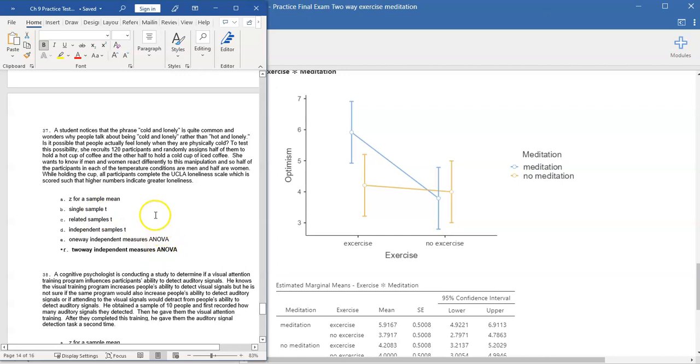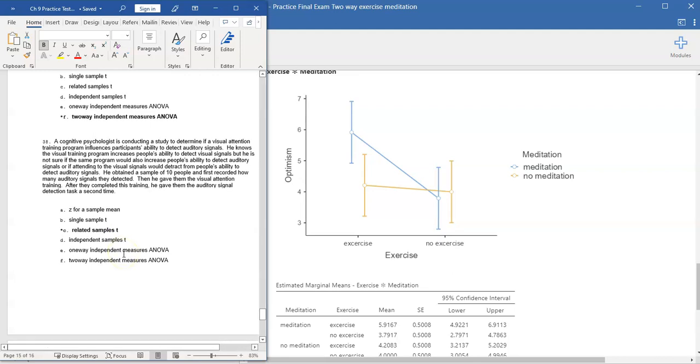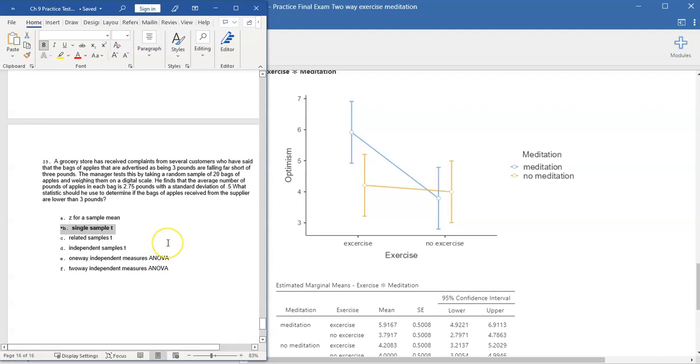And then again, we have a 2-way ANOVA. We have 2 different factors here, and that's why we have 4 different groups. That's why this is the right answer here. Related samples T, you're comparing 2 means, but they're coming from the same people measured twice, so that's why this is the correct answer. And again, single sample T, you have 1 sample mean and you're comparing it to some value of interest, and you do not know the population standard deviation.